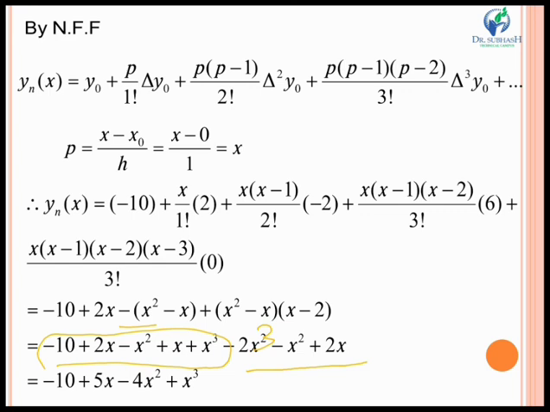On simplifying this, taking the like terms together, you get the polynomial minus 10 plus 5x minus 4x square plus x cube as your polynomial.